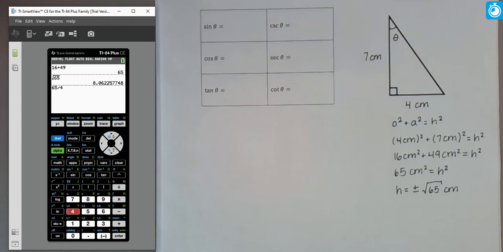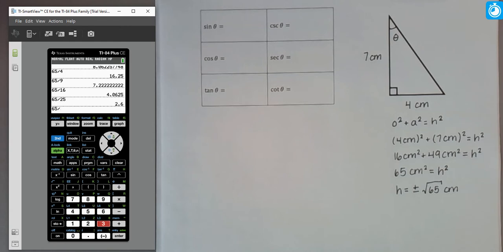Well, 65 doesn't look like it's divisible by 4. 65 divided by 9, that's not going to work. Delete, clear. 65 divided by 16. Well, if it doesn't divide in by 4, then it won't divide by 16. What about 25? 65 divided by 25. That's not going to work.